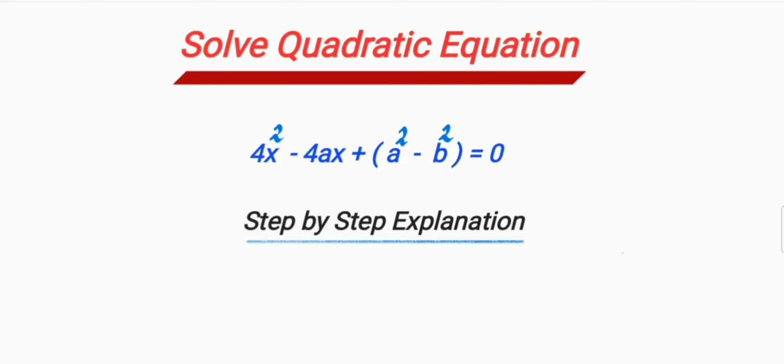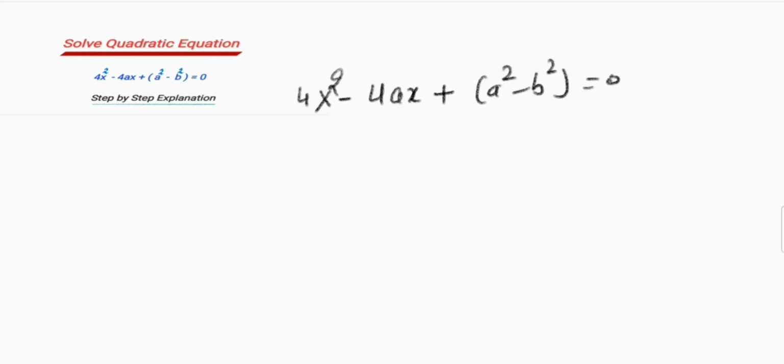In this video, we are going to solve this beautiful quadratic equation, which is 4x² − 4ax + a² − b² = 0. Let's do it step by step. So I have written my quadratic equation on my board.